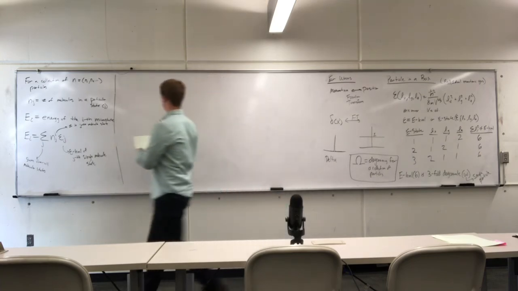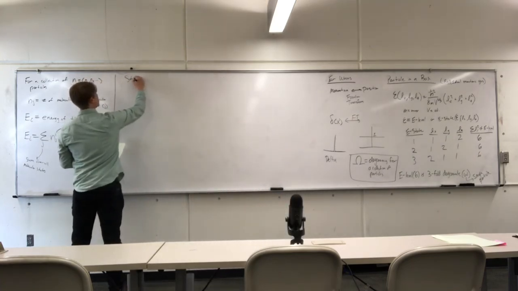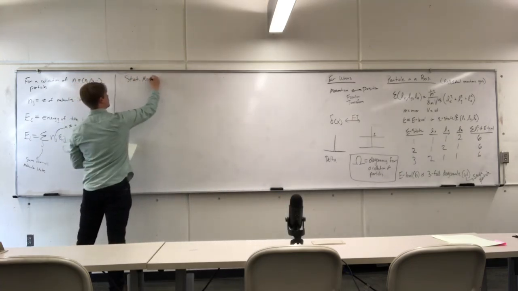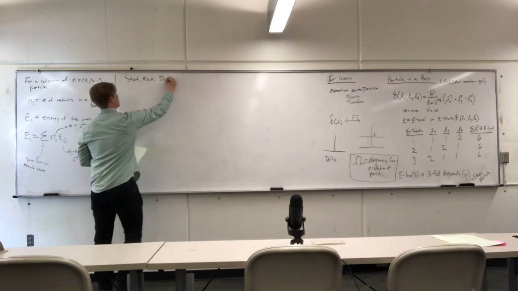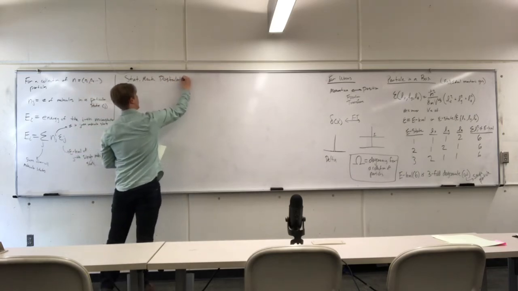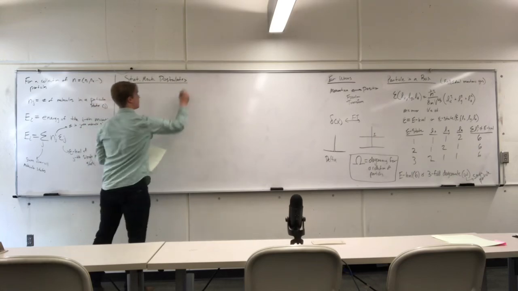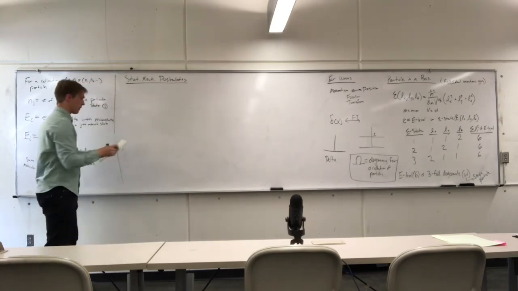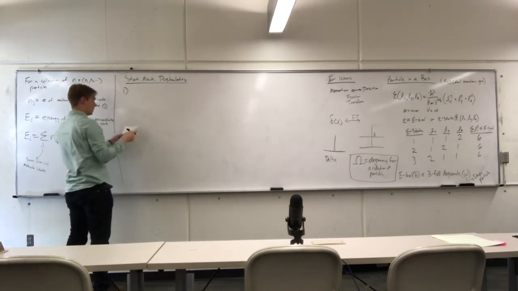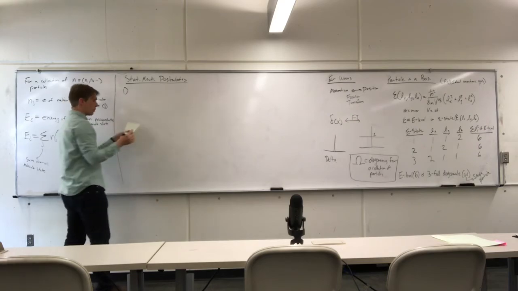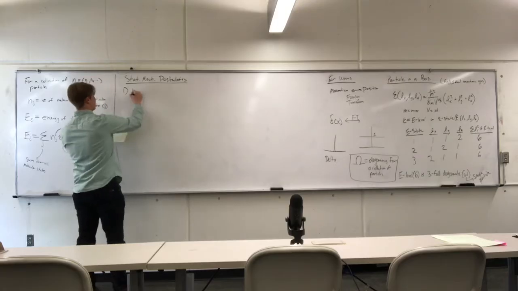So these are the two most important StatMech postulates. We have to assume them, otherwise we cannot perform any calculations whatsoever. So number one is called the equal a priori probability principle.